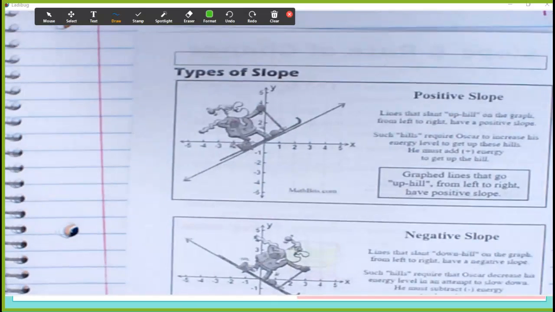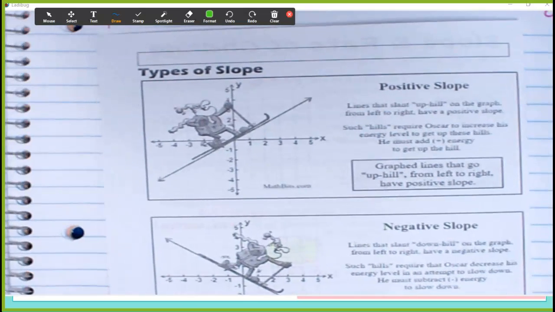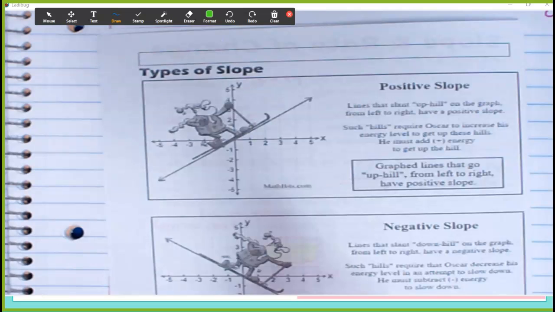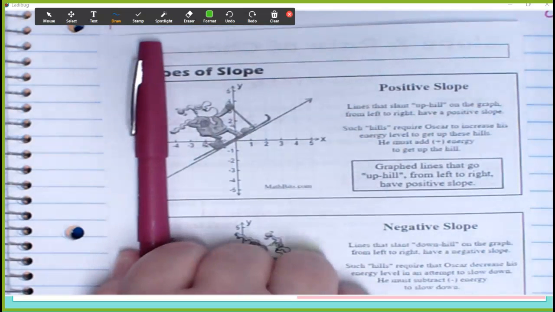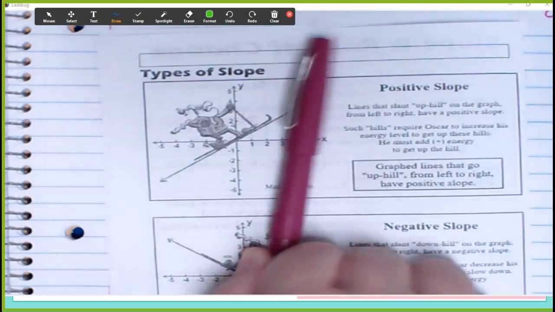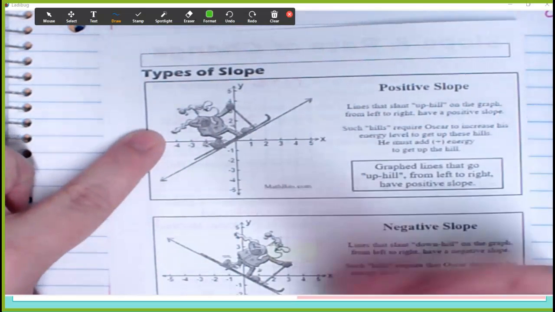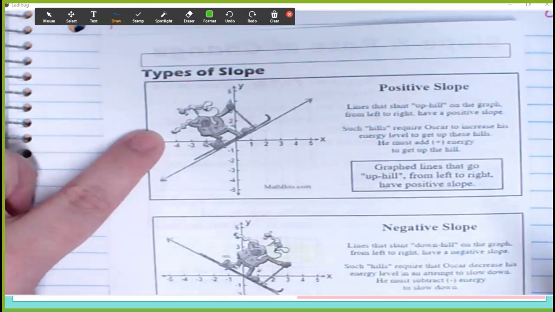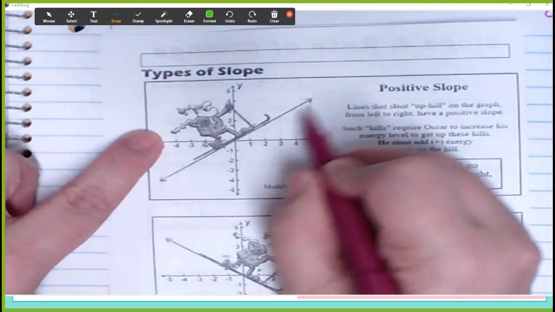All right, let's open it up. Let's open up our notes. I want you to meet my pal Oscar. Oscar likes to go snow skiing. Now, when we read a graph left to right, just like we read a sentence, we start on the left, and we look what's happening as we move to the right. And you can see Oscar, he likes to snow ski. Is he skiing up or down? Up, because the line is going up as we move left to right.